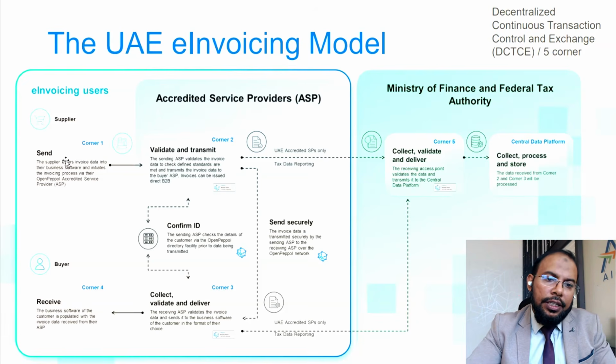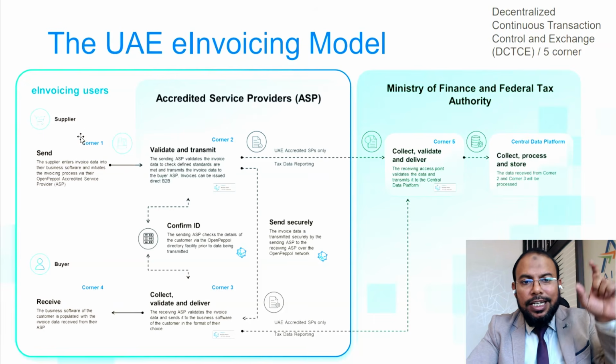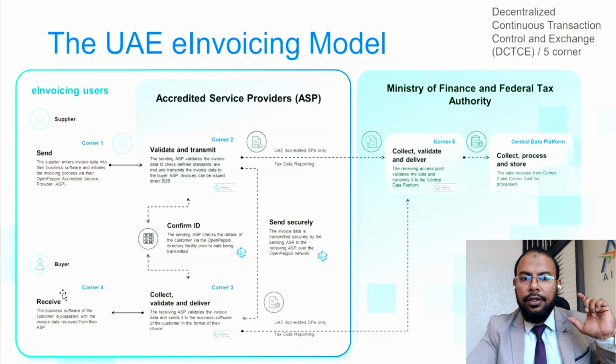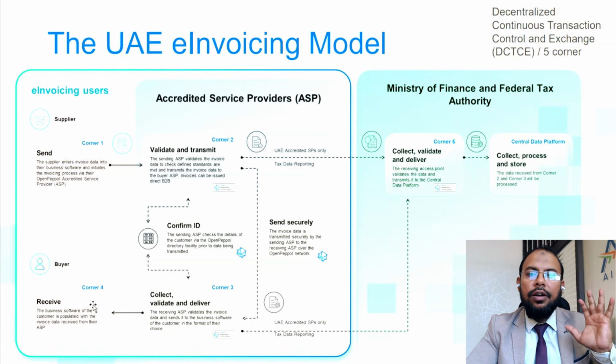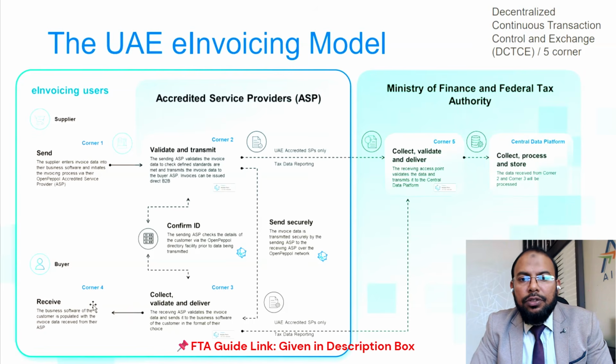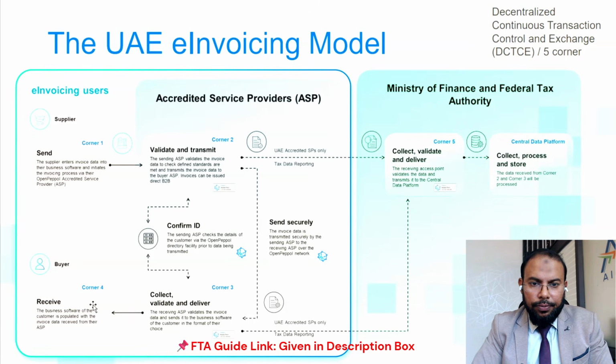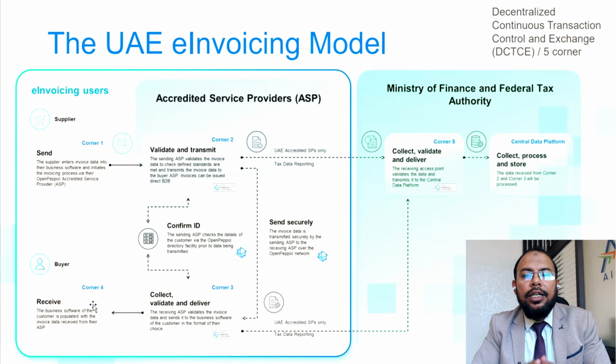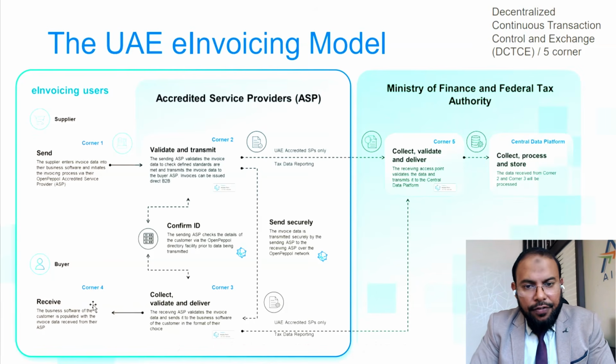First corner, you can see here: the e-invoicing user, the supplier, is on the first corner and the buyer is on the fourth corner. That means the e-invoicing user is who issues and who receives, the supplier and the buyer. This is corner 1 and corner 4. Regarding the accredited service provider, ASP, you can also call it the e-invoicing service provider. So who will be the e-invoicing service provider?